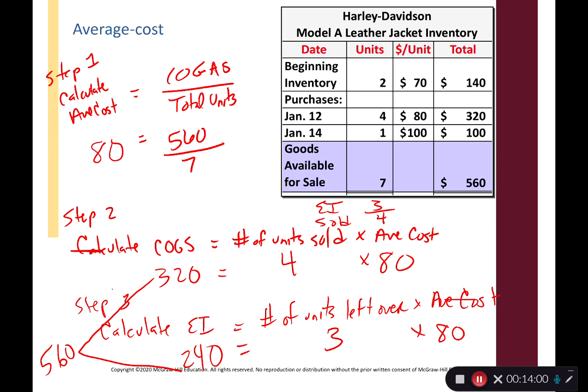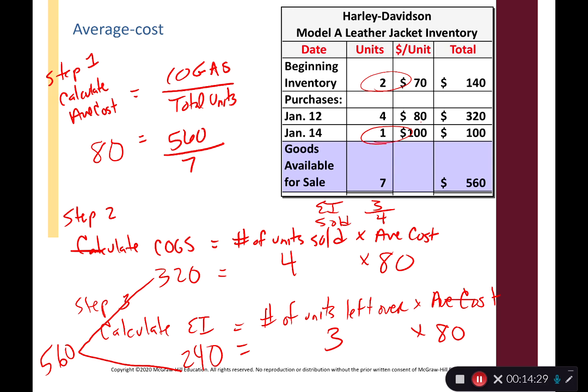Again, with specific identification, we're going to tell you exactly which units are sold. So I'm not doing an example on that because you're literally just told which ones are sold. So if I told you that we sold 4 from January 12th, then cost of goods sold would be 4 at 80 or 320, and then the leftovers would be the beginning inventory in January 14th group. Basically, you just have to do whatever you're told for specific identification.